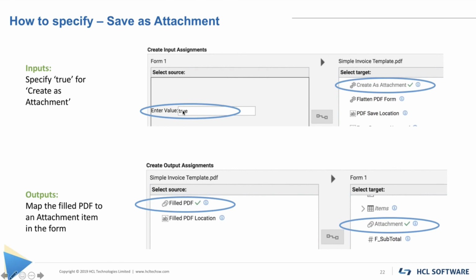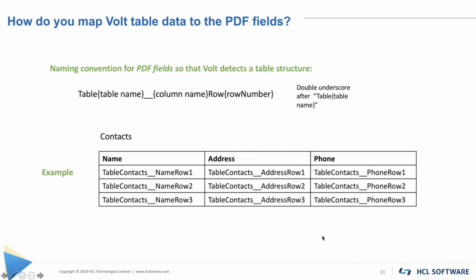So this is the, map the constant as true to create an attachment on the input, and then map the output of PDF to the attachment. But on tables, how does Volt look at the PDF and say, oh, that's an array? The reality is that a fillable PDF doesn't really know what an array is. There's no notion of an array. Everything is just a field on a flat structure in a fillable PDF.